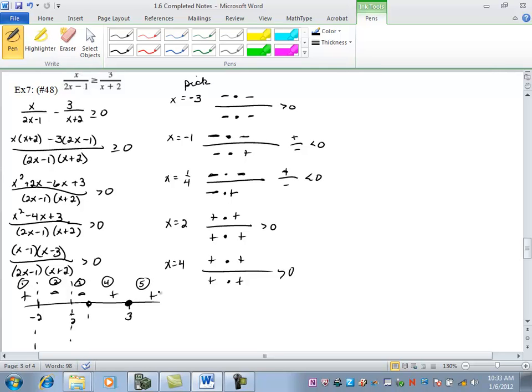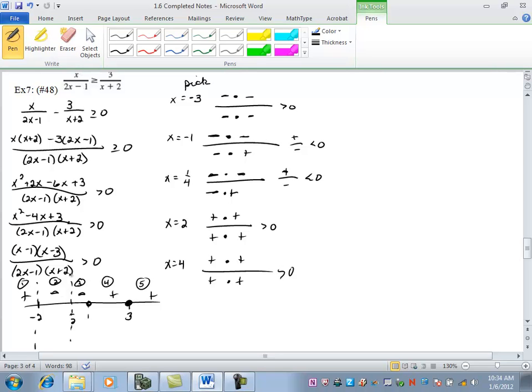Okay? And we need to know where this thing is greater than or equal to 0. Guys, I'm sensing something I need to look at here. Let's go back and revisit 1/4 for just a moment. 1/4 minus 1, that's a negative. 1/4 minus 3, that's a negative. 1/4 times 2 is 1/2 minus 1, that's a negative. And then 1/4 plus 2, that's a positive.